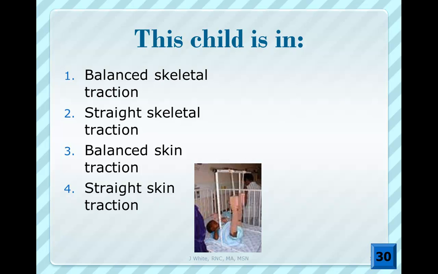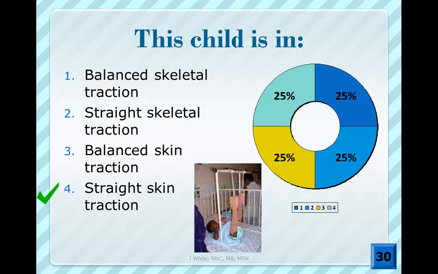Okay, now let's look at this child. Is this child in balanced skeletal traction, straight skeletal traction, balanced skin, straight skin? Okay, let's look. First of all, is it balanced or straight? Are there ropes, pulleys, and weights? Nope, going right to a bar. So it's straight traction, and he's got the ACE bandages, so that means it's skin traction. So he's in straight skin traction.